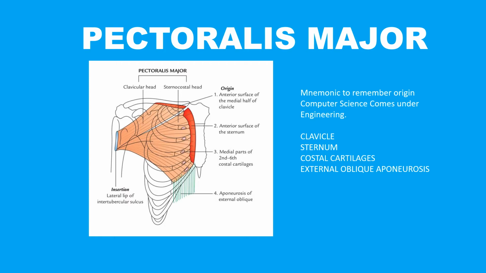Clavicular head arises from anterior surface of the medial half of clavicle. Sternocostal head arises from anterior surface of the sternum, medial parts of second to sixth costal cartilages, and aponeurosis of external oblique. Insertion: lateral lip of intertubercular sulcus.